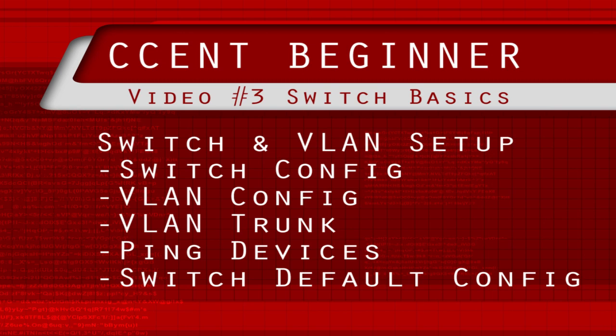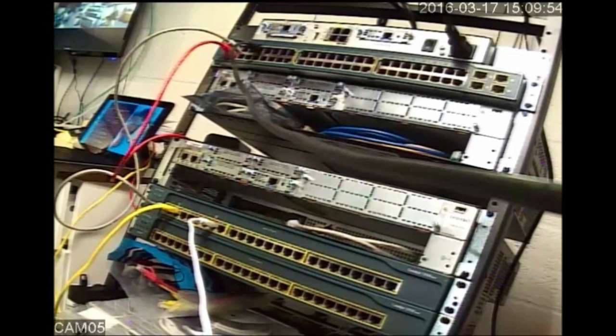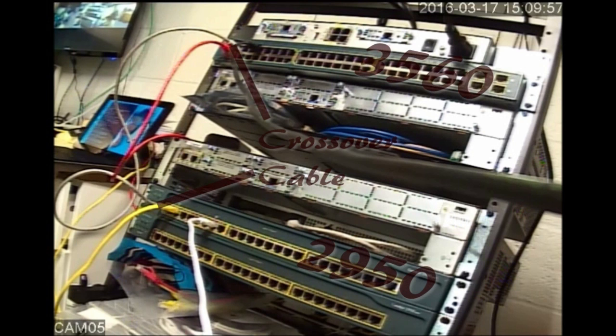And today we're going to talk about switches. We're going to configure two switches, a Cisco Catalyst 3560 and a Cisco Catalyst 2950. We're going to go through the configuration process, and then we're going to set up some VLANs. To begin with, I have two switches configured together in the 2950.